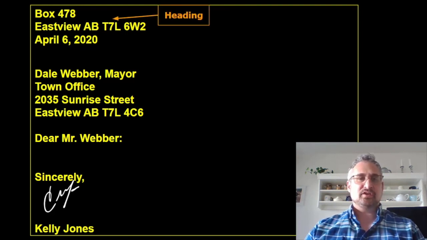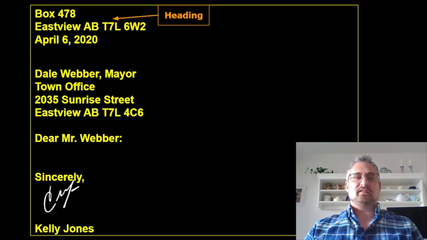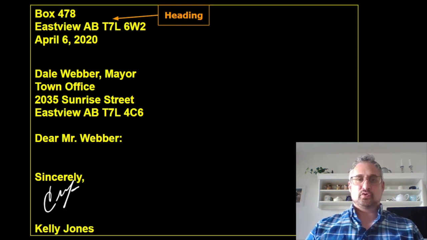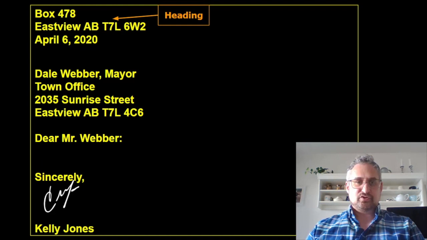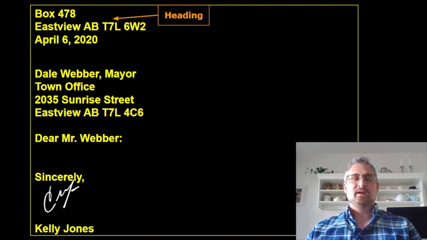So the first section is called heading. That heading is the address of the person sending the letter. So in this case, it's Kelly Jones' address, formatted in this way with the box number. You could put in P.O. Box in there. Eastview, Alberta. You'll notice Eastview, the town, and then Alberta is capitals, those two letters capitalized. And on the same line, you have the postcode.